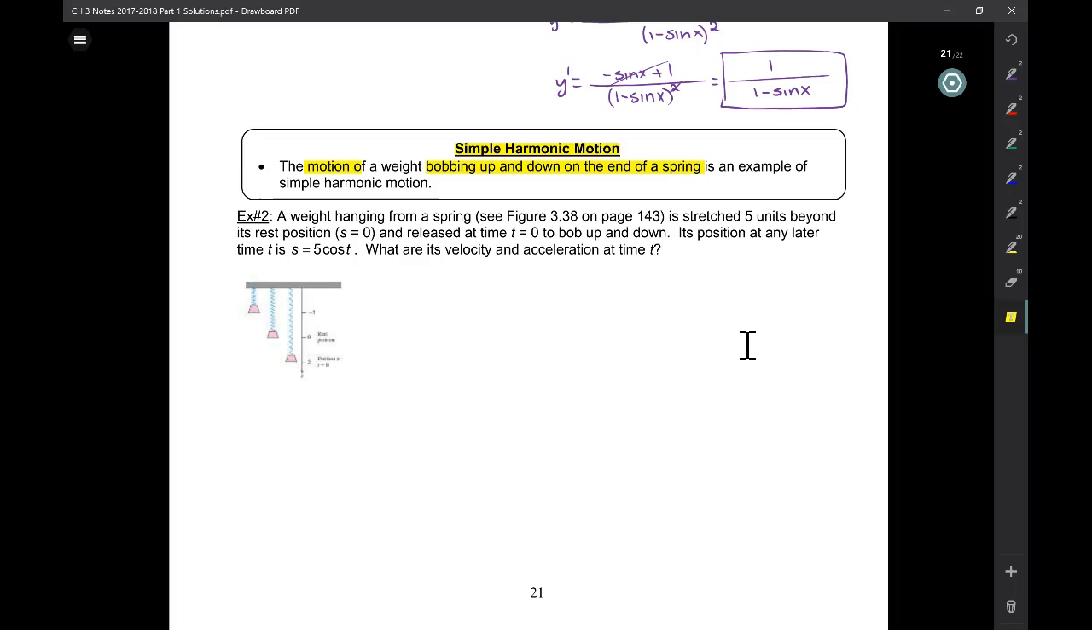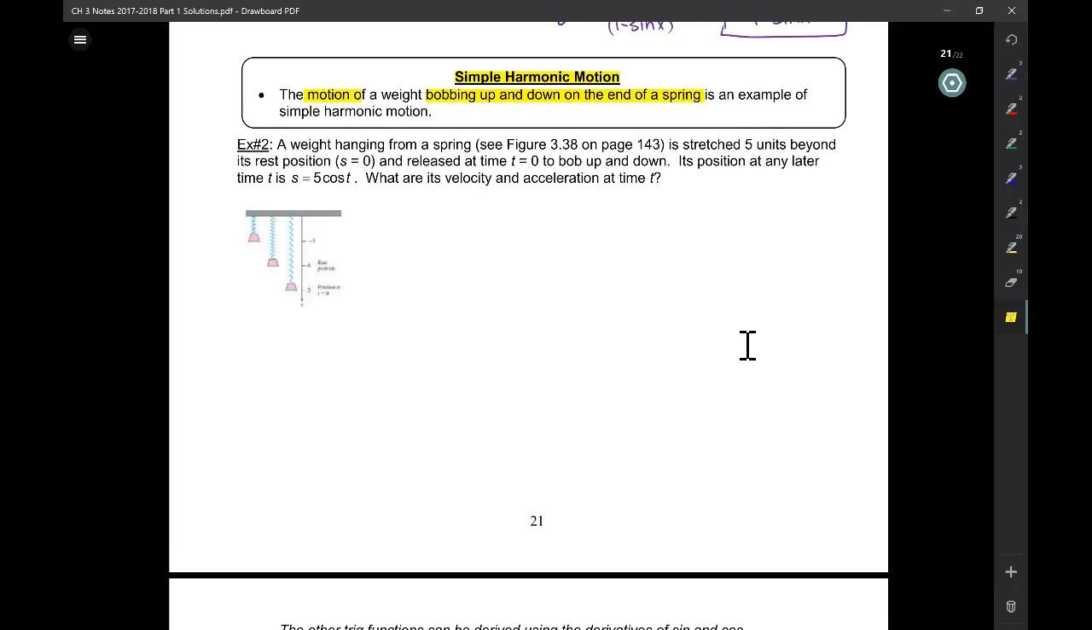When it's not moving, when the spring is in equilibrium, it's not being stretched or condensed. So that's the rest position. And then when you pull it down from the rest position, it's going to keep oscillating above and below that rest position. So take a look at this. This in the middle is the rest position.